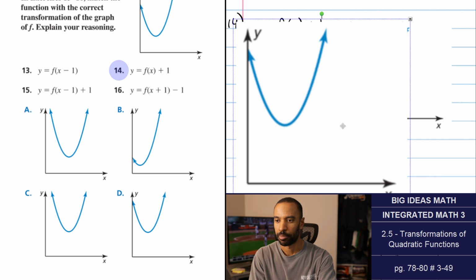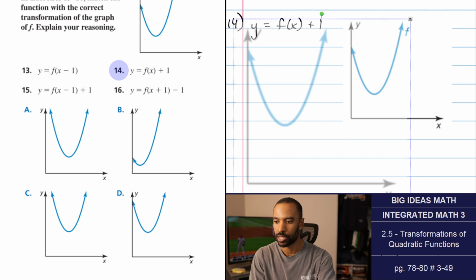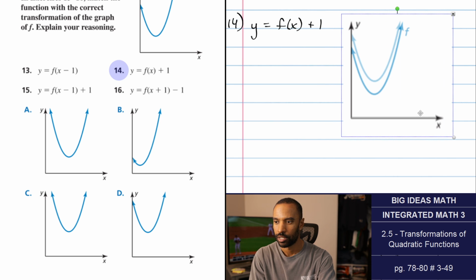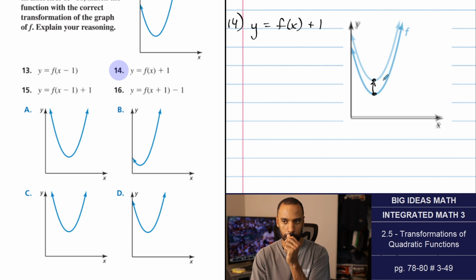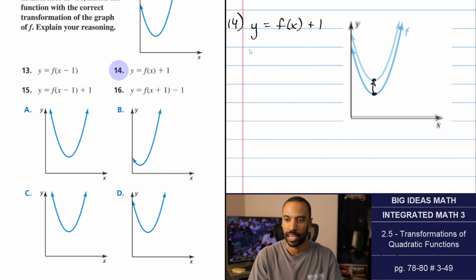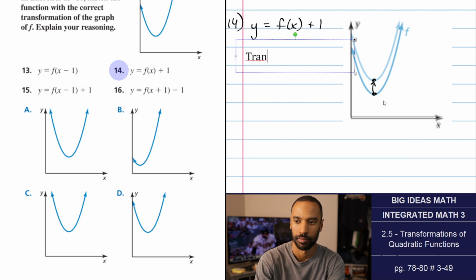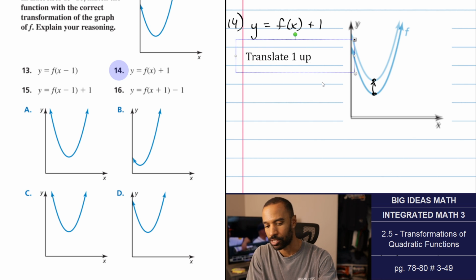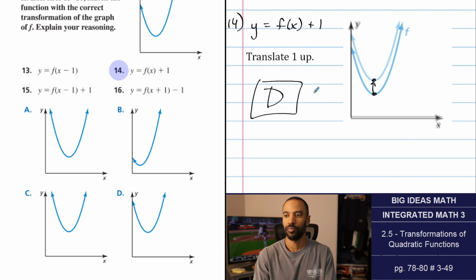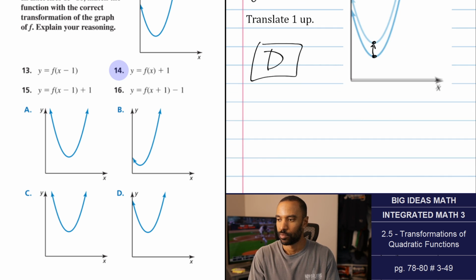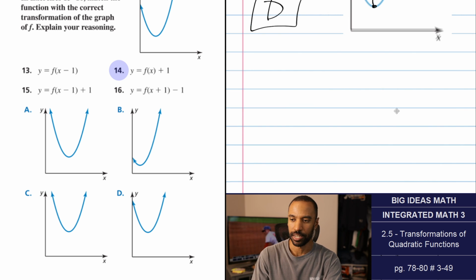I'm going to copy paste. I'm going to make it transparent. I'm going to shrink it to match size. And look at that. This new graph here takes that one and goes 1 up. I'm finding a part that corresponds, like the vertex, and I'm just showing that. That looks like it's going 1 up. It looks like it's D. Let me write that. Translate 1 unit up. I'll say 1 up. And that is D. So this transformation graph matches with graph D. Okay, let's bring this over. Let's go to number 15.